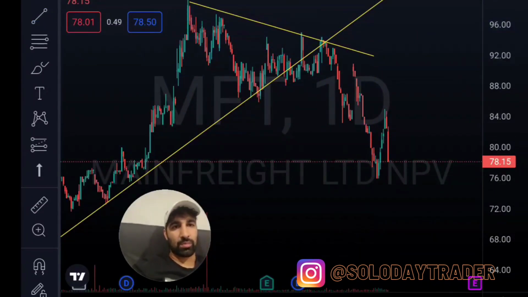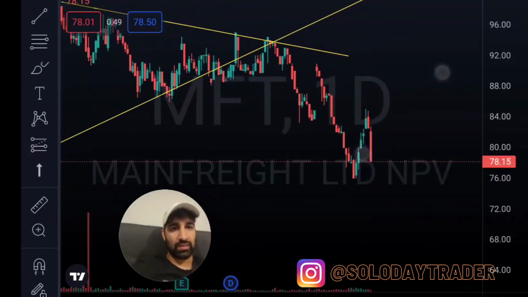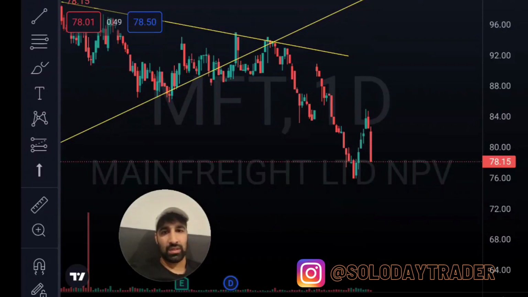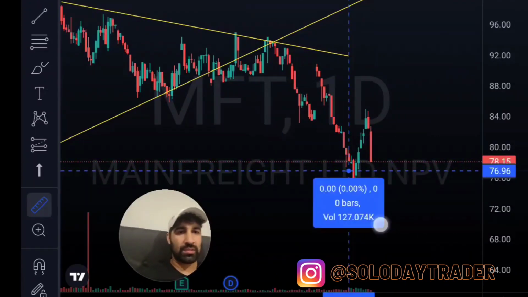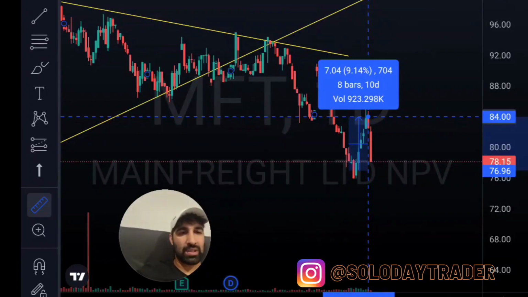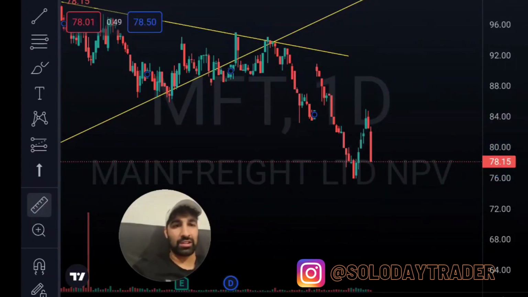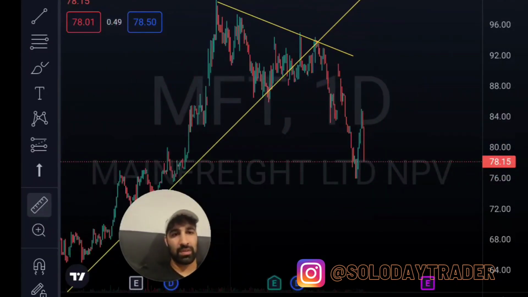Yeah, looks like it just couldn't break above that trend line, and then just started to downtrend from there. Gapped up and just straight back down. Had a bit more momentum over here. Had a 9% move, which is good. Then straight back down just because the markets are just crap at the moment.